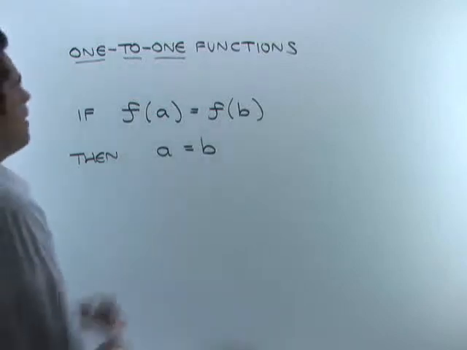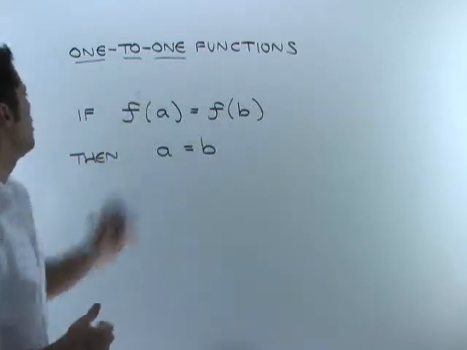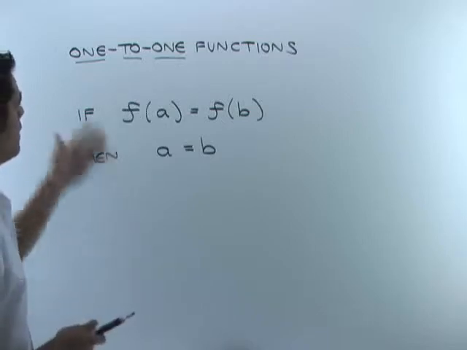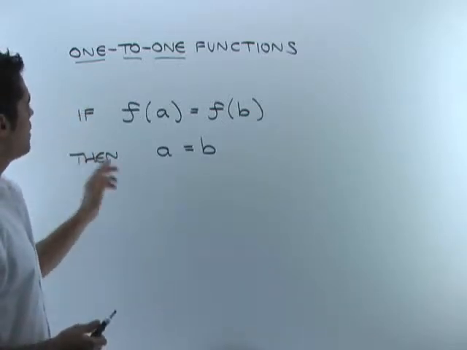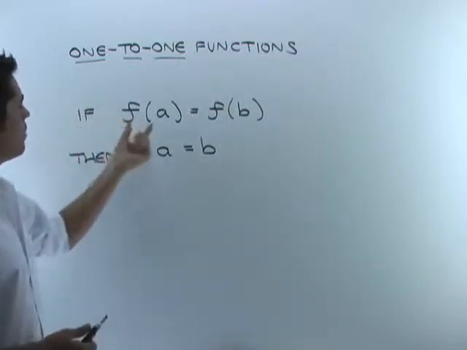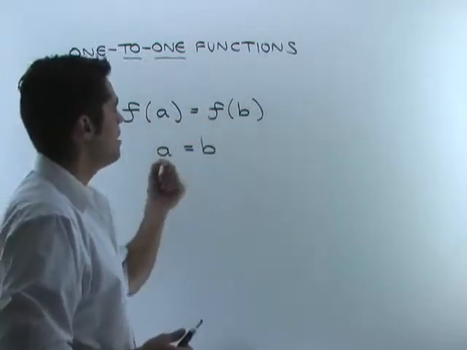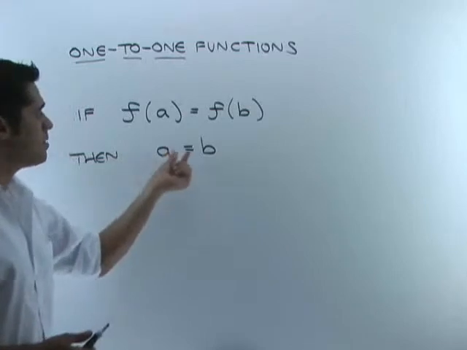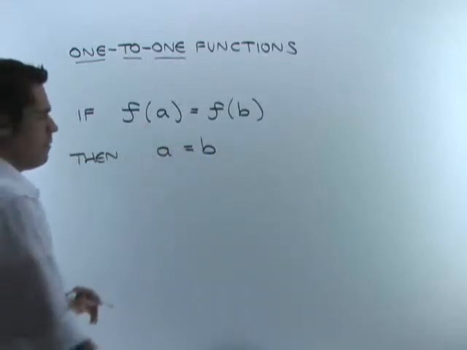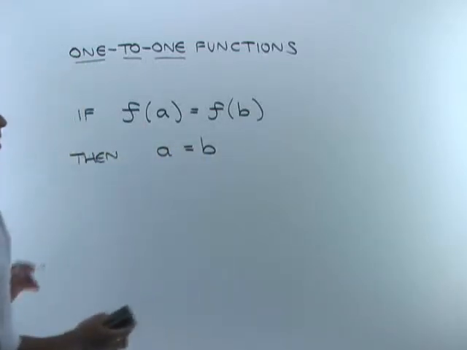All right, now we're going to look at the algebra behind one-to-one functions. And here's the main idea. To be a one-to-one function, it says that if your function evaluated at some point A is equal to the function evaluated at B, then A must be equal to B. Now this seems kind of trivial, but let's see two examples.